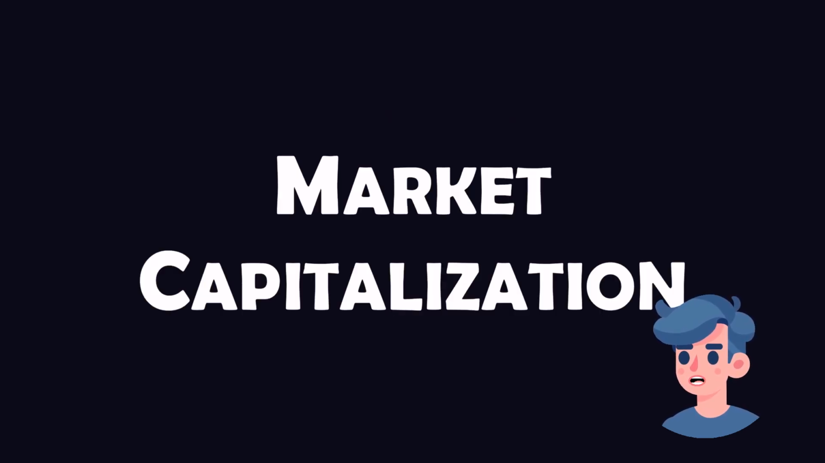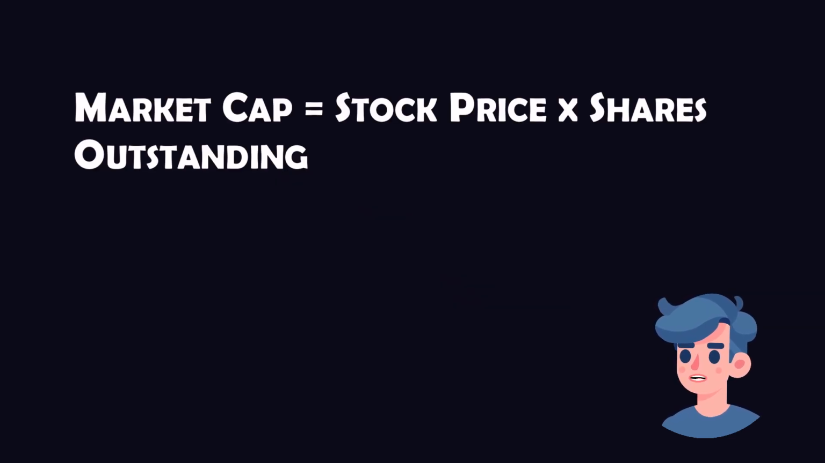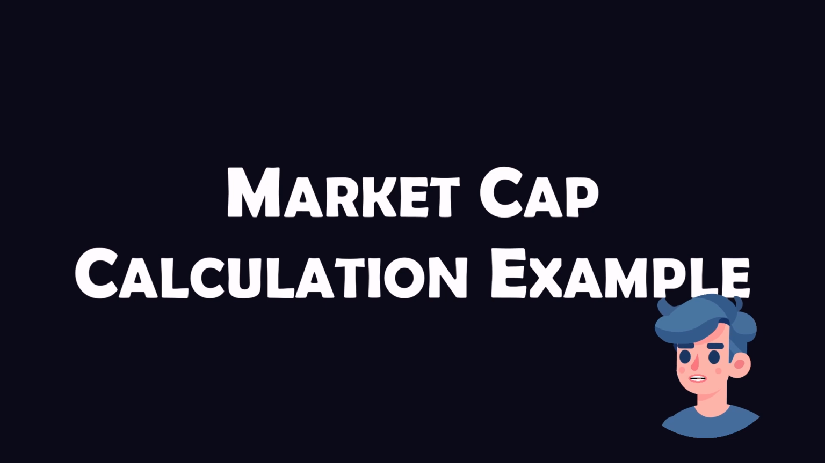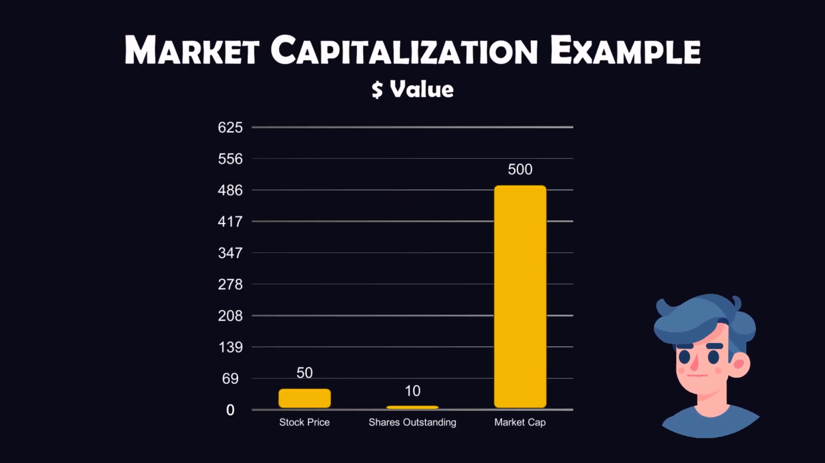Let's also briefly discuss the market capitalization method, typically used for publicly traded companies. Market cap is calculated by multiplying the stock price by the number of outstanding shares. Imagine a company with a stock price of $50 and 10 million shares outstanding. Its market cap would be $500 million.